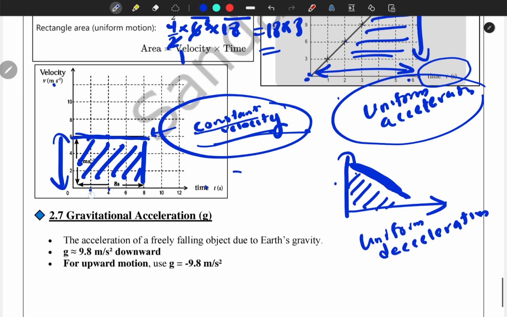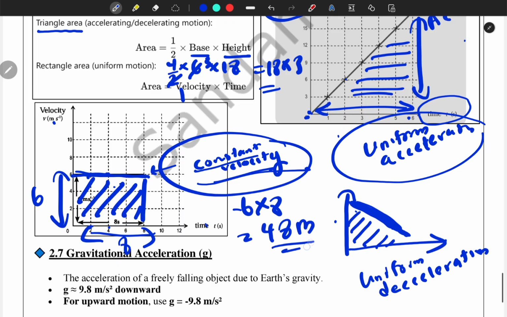The rectangle's height is what we have to increase. How much is it? This is 6 and this is 8. So 6 into 8 equals 48, right? So that is the displacement. That means how much it has moved, the displacement from 0 to 8 seconds.